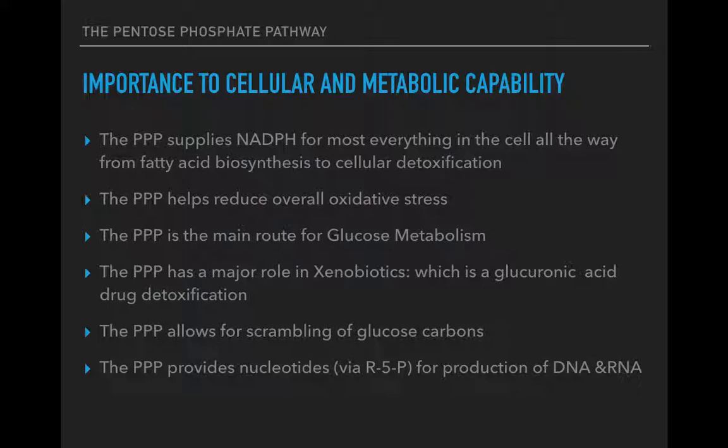It's important to cellular and metabolic capabilities because the pentose phosphate pathway supplies the NADPH for most everything in the cell, all the way from fatty acid biosynthesis to cellular detoxification. It helps reduce the overall oxidative stress. That's the main route for glucose metabolism, and it has a major role in xenobiotics, which is a glucuronic acid drug detoxification system. This allows for scrambling of glucose carbons, and it also provides nucleotides via ribose 5-phosphate for production of DNA and RNA during cell division.